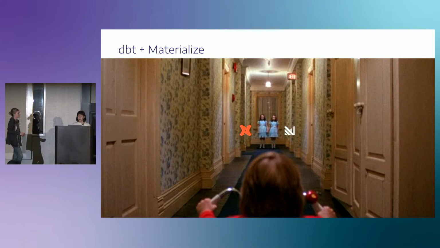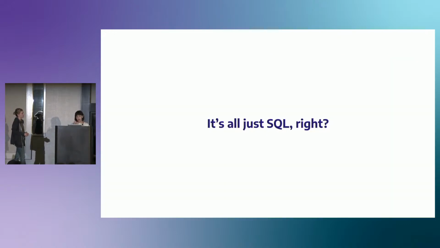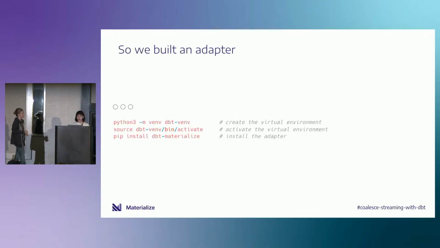So now, off to how this has anything to do with DBT. Although DBT was built with batch in mind, and probably everyone in this room is using DBT to handle their batch workloads, it turns out that as long as you point it to a SQL backend, what's running under the covers becomes an implementation detail and doesn't really matter. So we built an adapter, DBT Materialize, that you can pip install like you would install any other DBT adapter. And the difference is that you can now build and manage your streaming pipelines using the exact same workflow that you use for everything else in your stack.